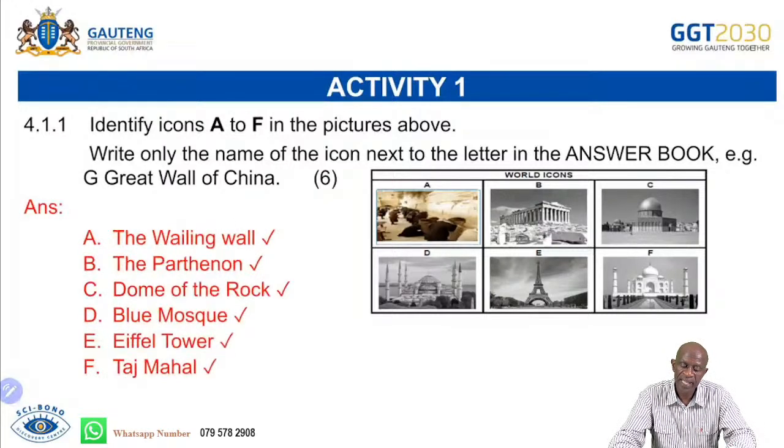So number A is the Wailing Wall, number B, the Parthenon, number C, the Dome of the Rock, the Blue Mosque at number D, and E is the Eiffel Tower, and the last one is the Taj Mahal. So these are your 6 attractions, and here are the responses for activity 1, question 4.1.1 for 6 marks.